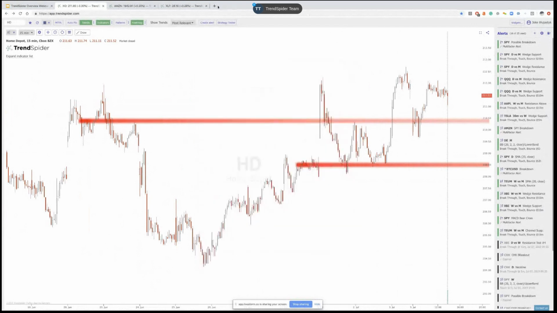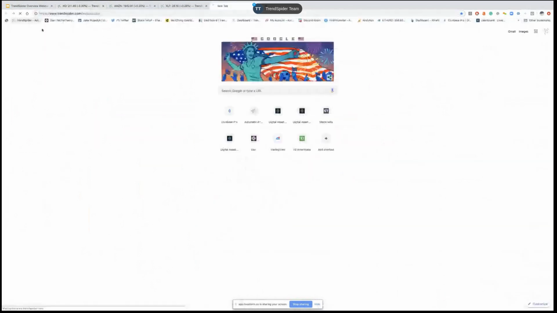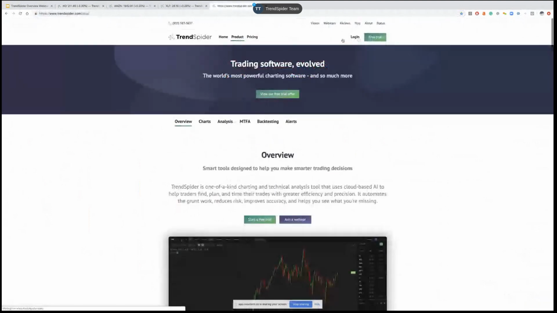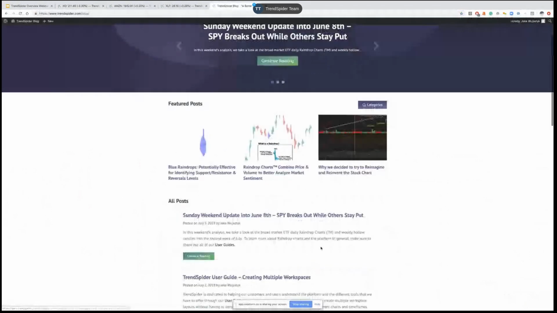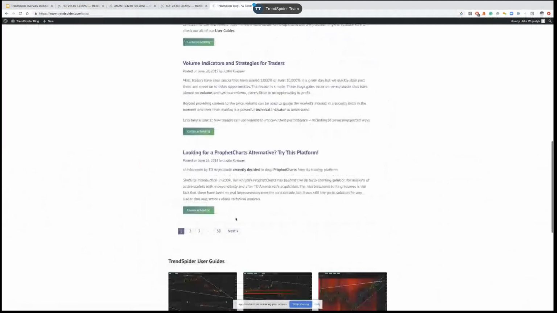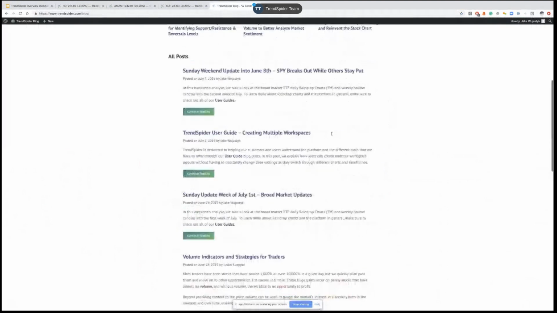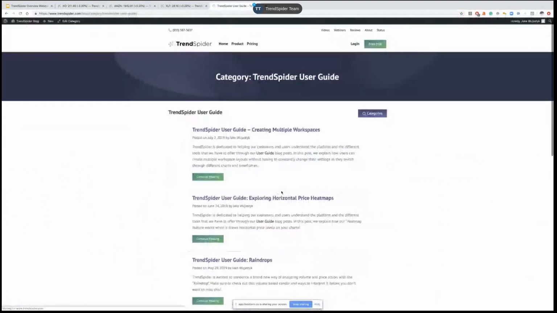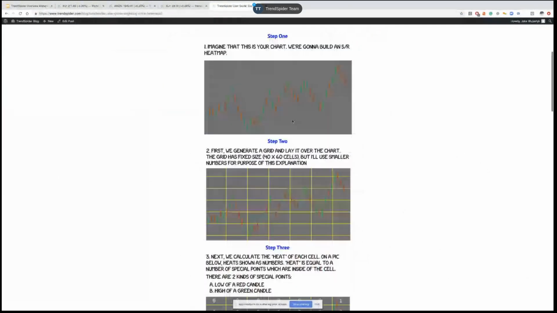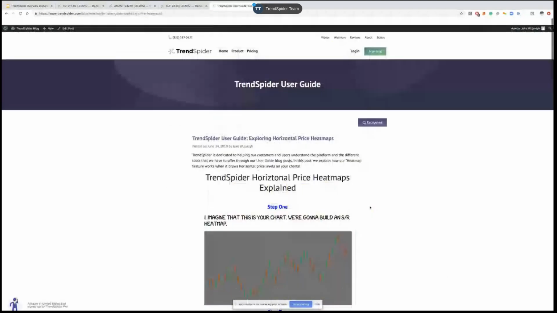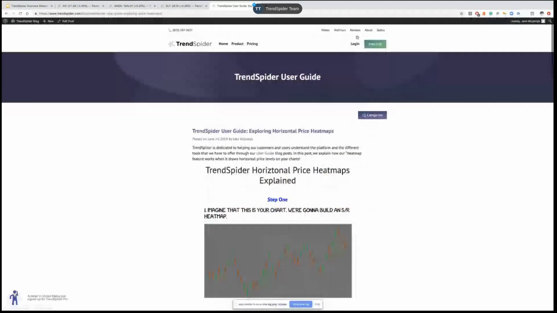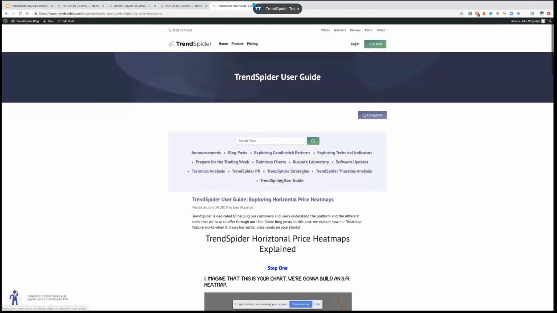Heat map tutorial is just on TrendSpider.com. If you go to blog, you will see, I'm not sure exactly where it is, but I think it's under the user guide. Yep, the horizontal heat maps are right here. And these are the different steps that the system takes to create these areas. And so you can check that out just at blog and then go to TrendSpider User Guide.